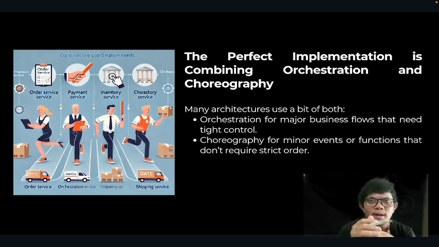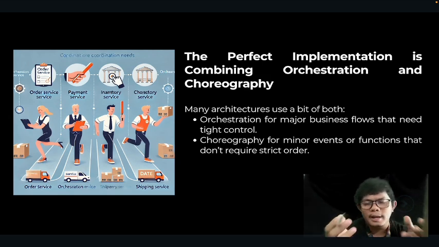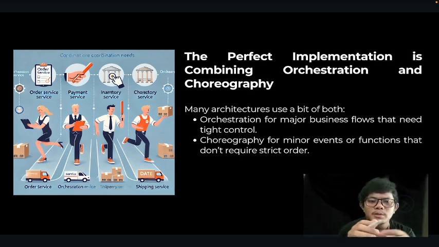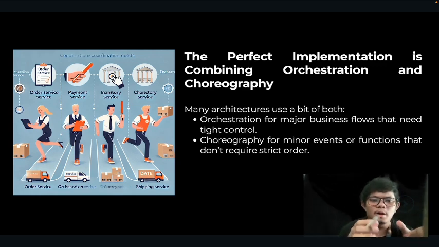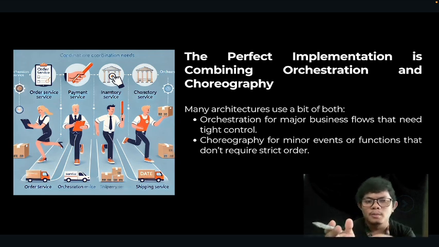Think of orchestration like the director of a play. It's great for major business flows that need careful control and timing. You want the director making sure everything happens in the right order, right? On the other hand, choreography is more like a group dance. Everyone knows their moves, but no one's telling them exactly when to step. So it's perfect for smaller events or functions that don't need to be so tightly controlled.